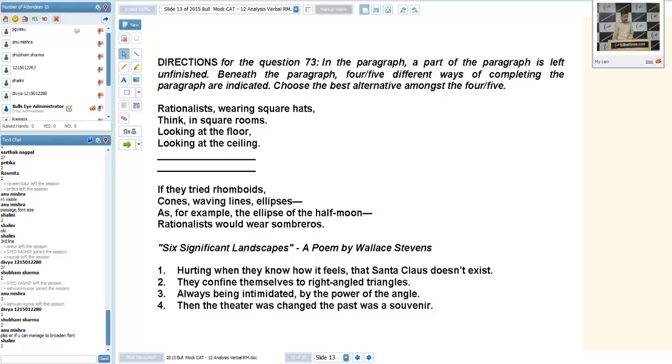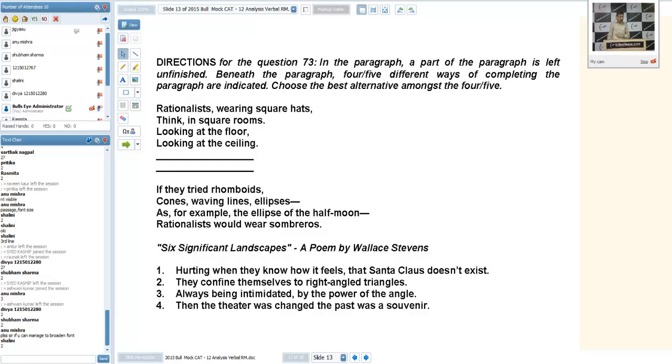So then the theater was changed, past was souvenir. We're not talking about some kind of theater here. Hurting when they know how it feels, the Santa Claus doesn't exist. So kind of way out of track. Always being intimidated by the power of angle. It's not about the power of angle. We are talking about how generally we all, including me, think about any problem on conventional lines. It's better we start thinking something new. That's why second. They confine themselves to right angle triangles. Yes, guys, second is the best answer.